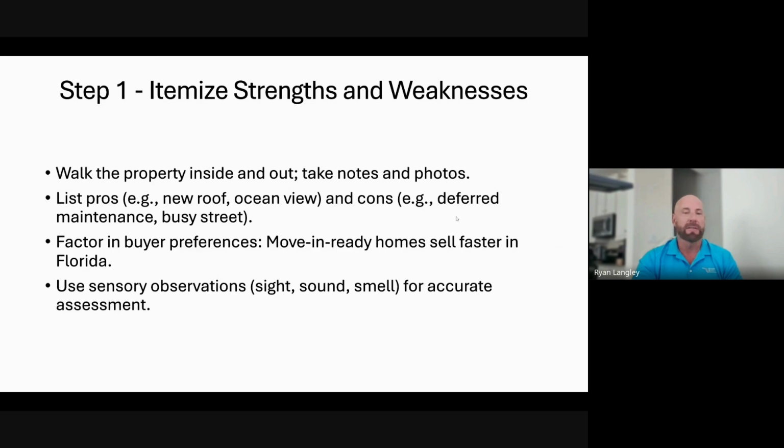school districts, etc. Factor in buyer preferences. Move-in ready homes sell faster in Florida. That's probably true everywhere. Use sensory observation, sight, sound, smell for accurate assessment.